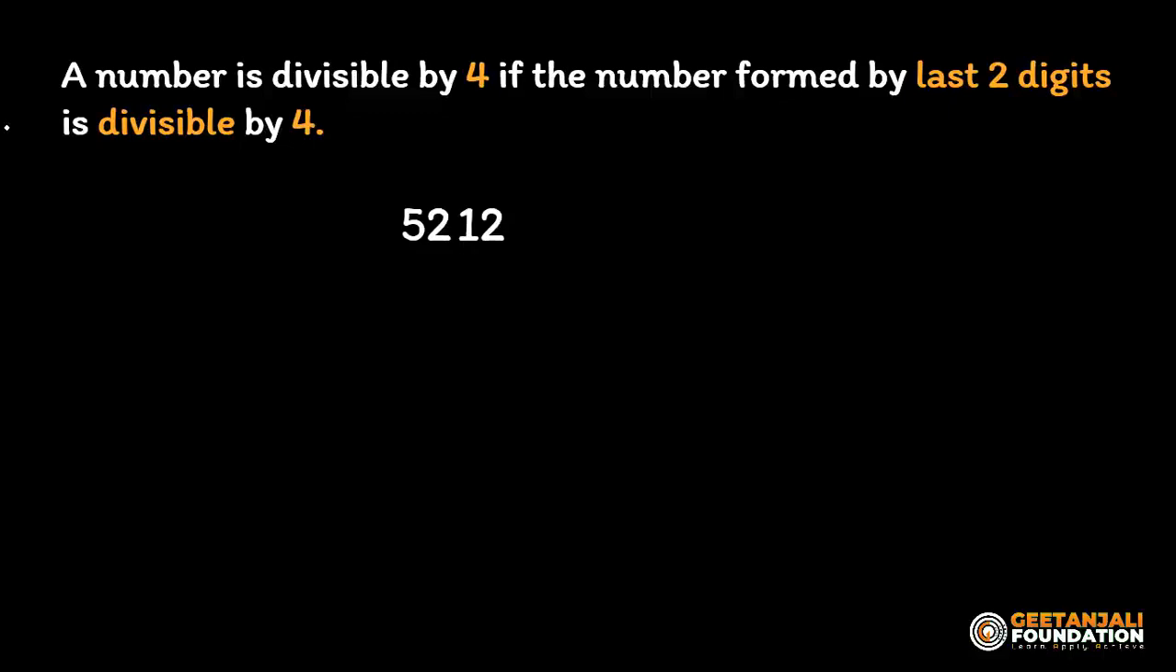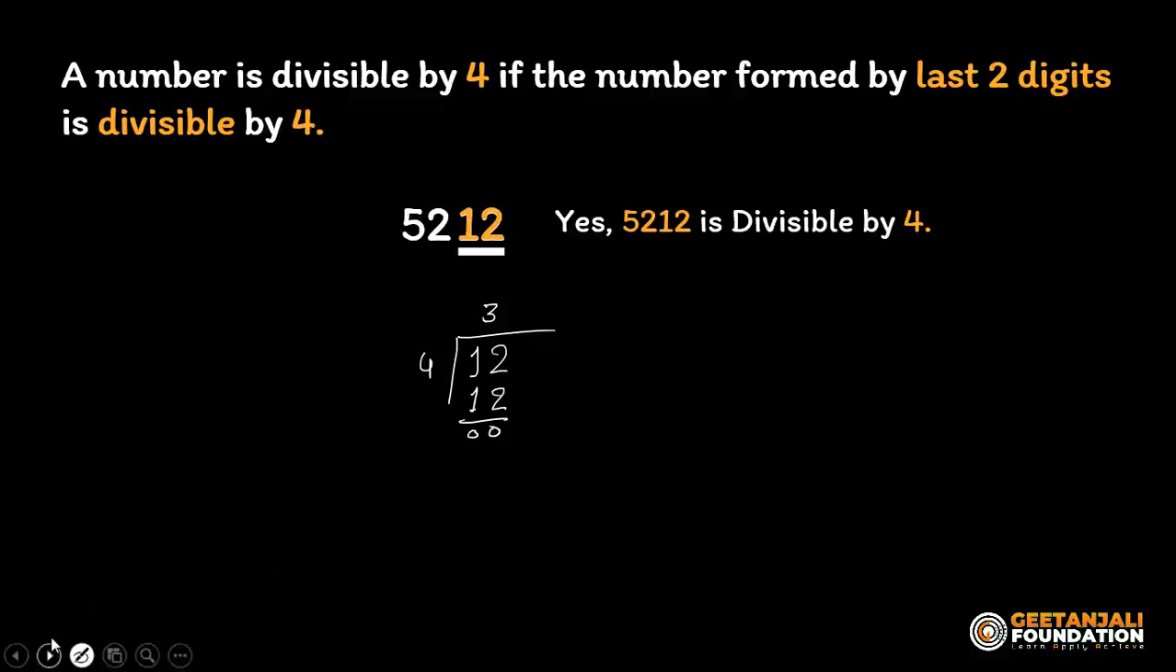For example, the number is 5212 and you have to check whether the given number is divisible by 4 or not. Take the last two digits, which are 1 and 2, forming the number 12. So let's divide 12 by 4. 4 3s are 12, so it is completely divisible by 4. There is no remainder. So the last two digits form a number divisible by 4. Therefore, the given number 5212 is divisible by 4.